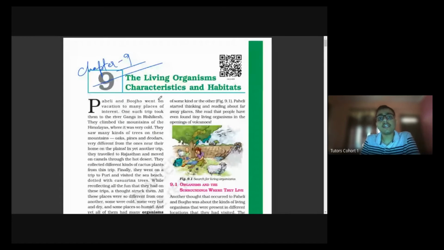Sir, you will tell the page number. Actually, I cannot tell you the page number because I have downloaded the PDF. It's unit number 9. The chapter name is Living Organisms, Characteristics and Habitats. Chapter 9 in NCERT. Can you see my screen? Okay, I have not shared, I guess. See, can you see the textbook now? Chapter 9.